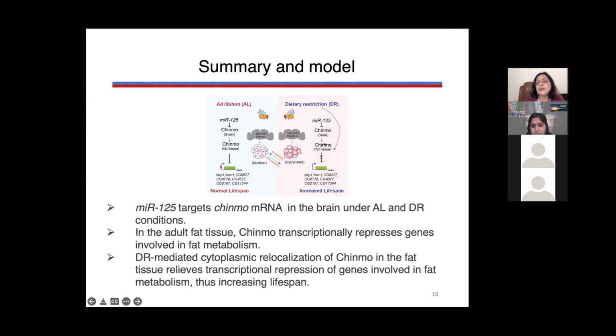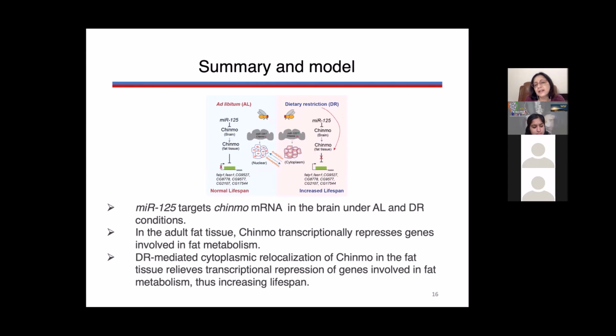But kinmo in the brain is also non-autonomously regulated in the fat tissue, which I didn't have time to show the data for. But dietary restriction also regulates kinmo by post-translational modification. So kinmo is also downstream, regulated by SIR2. And we just heard a talk about SIRT6.